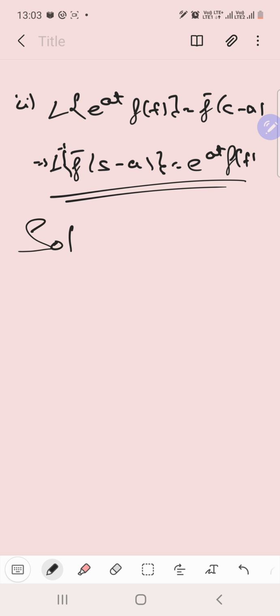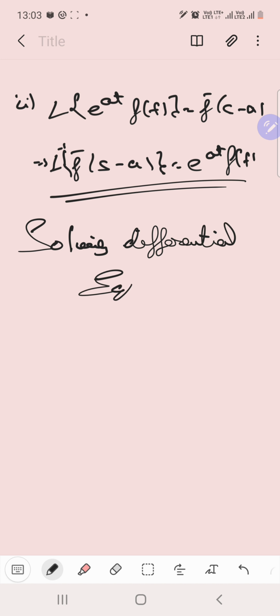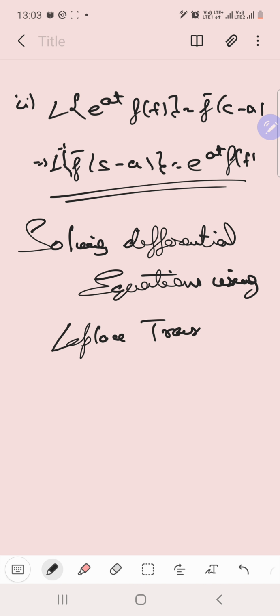How to solve differential equations using inverse Laplace? Solving differential equations using Laplace transform.